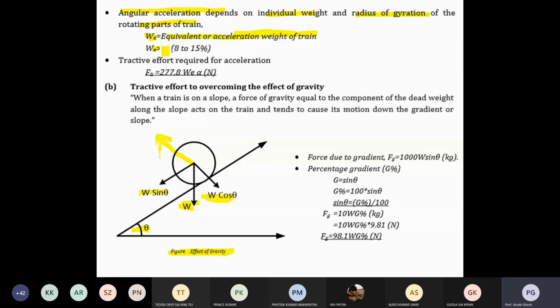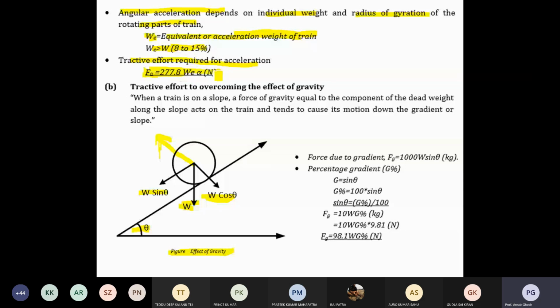If the acceleration weight is less than W, then what happens? The train will not move. So that's why WE must be greater than capital W, by 8 to 15% more. The tractive effort required for the acceleration, Fa, you are already getting from the previous expression, 277.8 WE alpha N.